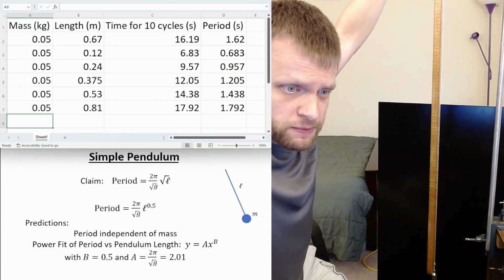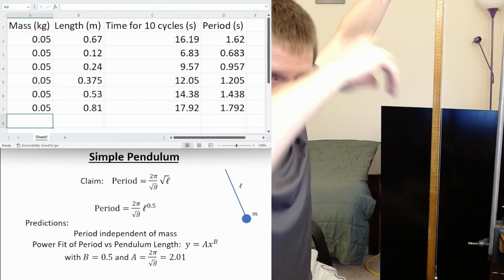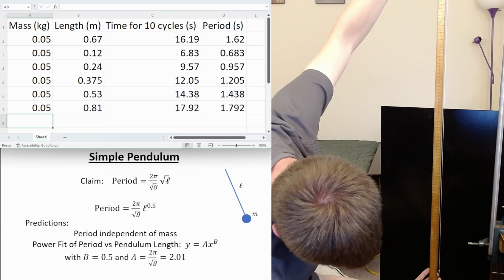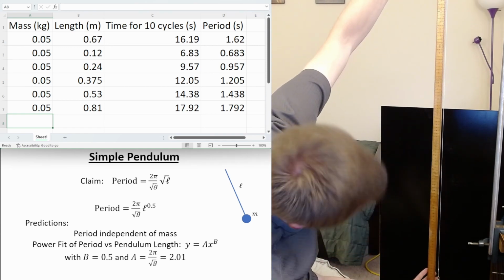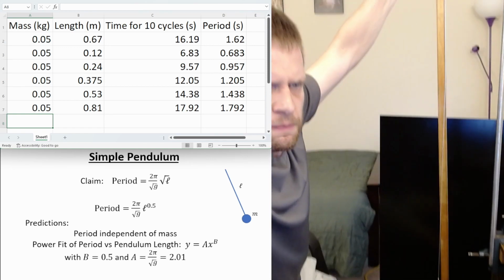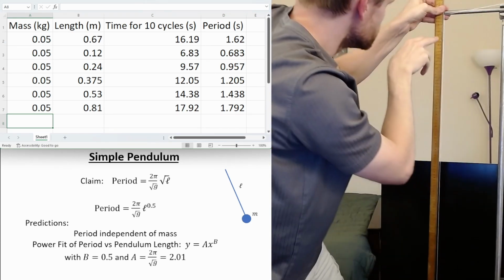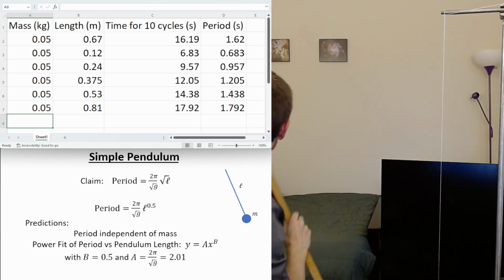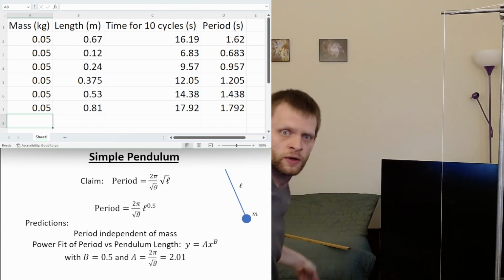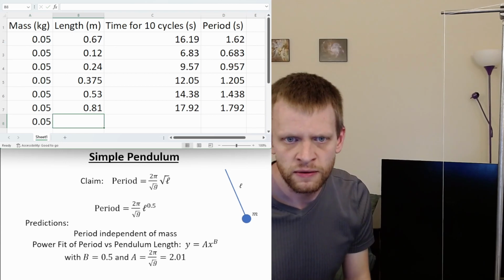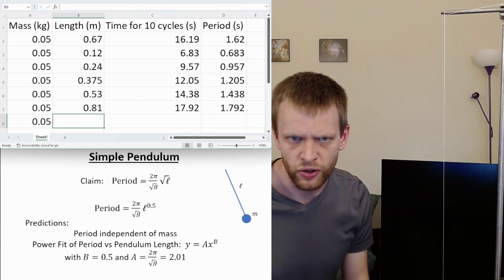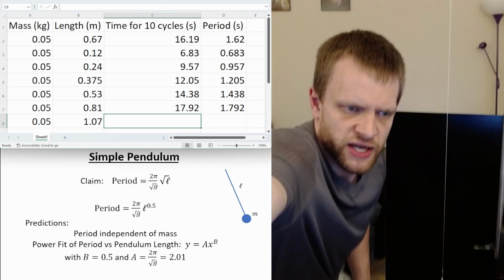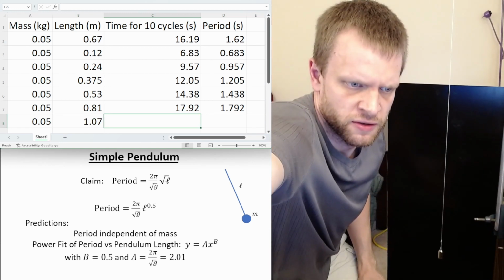Okay, so this pendulum is more than a meter long, so I've got my 2 meter long ruler here. So putting that right to the end, right to the middle of the mass, right there, and comparing that on this end, this is 1.07 meters. So let's record that one. Again, still 0.05 kilograms, 1.07 meters. And I will aim the camera down so you can actually see this thing moving back and forth.